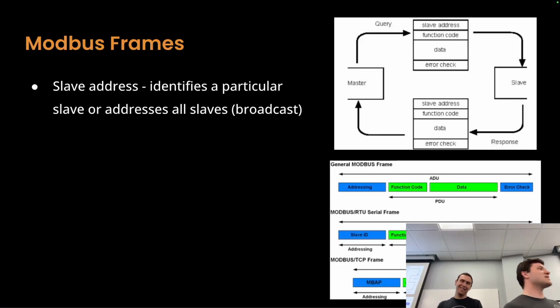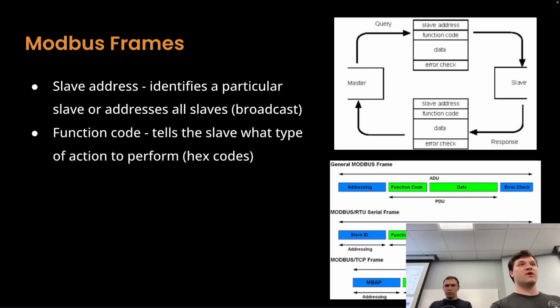So the slave address is the address of the slave that the master is going towards directly, and so it can mean only one address if it's just the request towards that specific slave, or all of the slave addresses. The function code is a hex code used for the specific function of the request by the master.